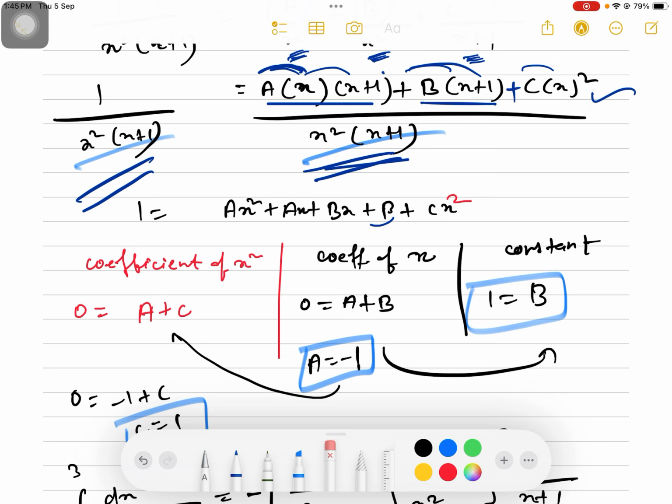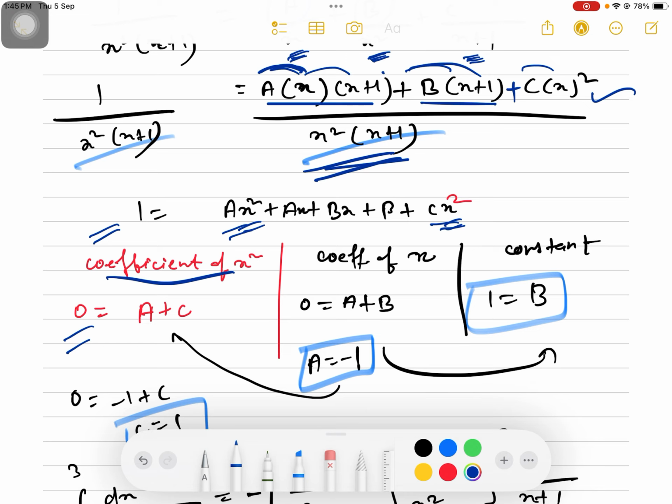Now we will find the values of a, b and c. How do we get those values? We have to compare the coefficients. You can see the x square coefficient here, and on the left hand side there is nothing, so 0. Compare the coefficient of x square: here is 0 and here we get a plus c, taking x square common. So a plus c equals 0, that is one of the equations.